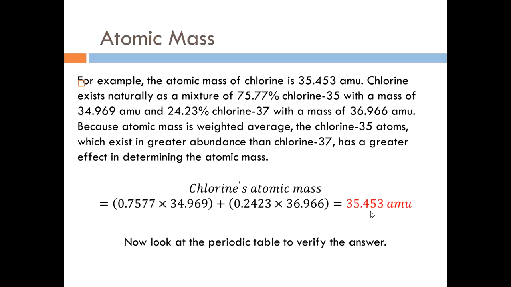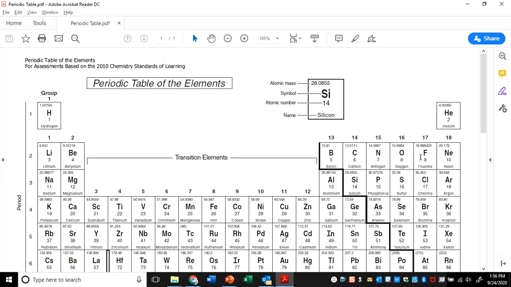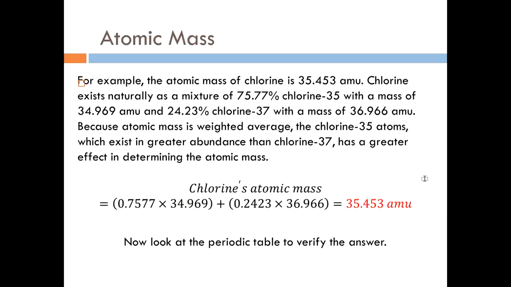Well, let's take a look at the periodic table to verify our answer. Here's chlorine. Chlorine's atomic mass is stated as 35.453. It's the same. And that's how we get the decimal number on our periodic table.